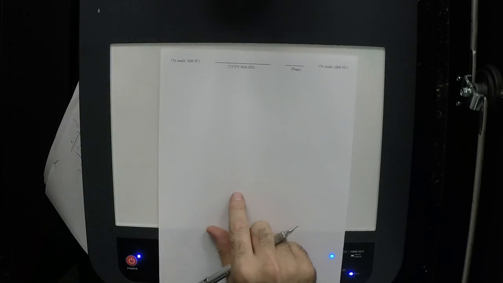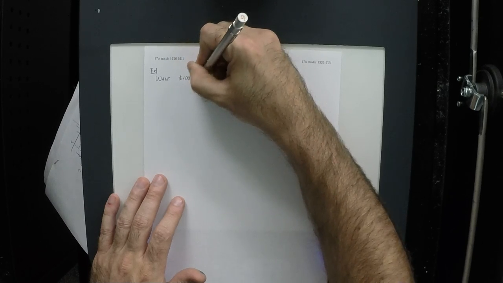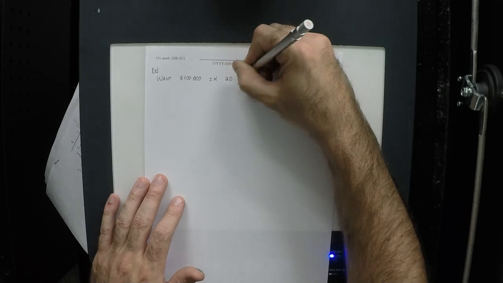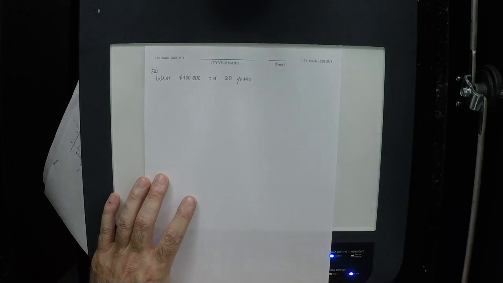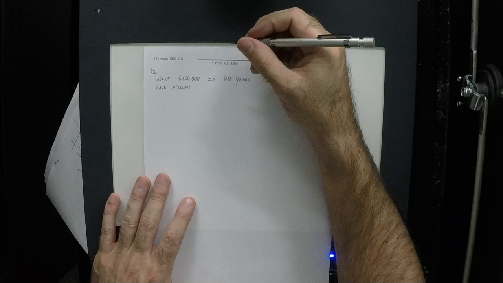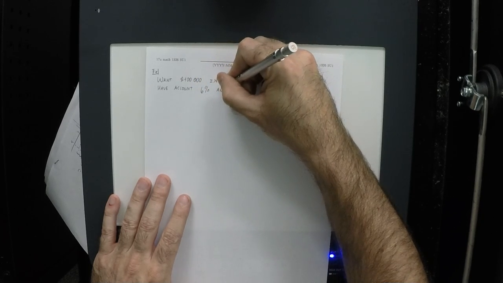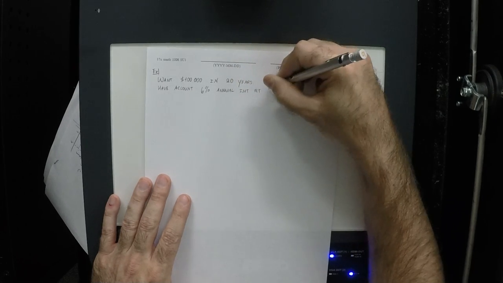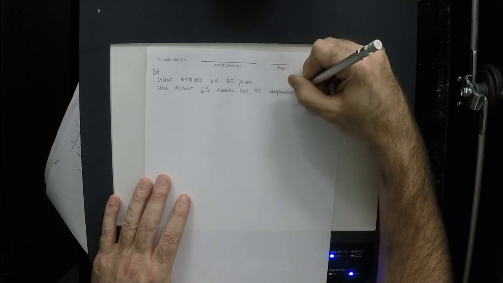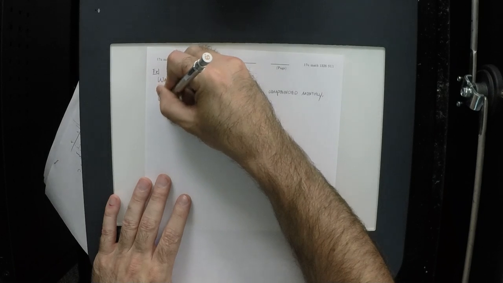So now let's ask the question differently. Suppose that you want to have $100,000 in 20 years. You have an account that has, I don't know, 6% annual interest compounded monthly. What monthly payment must you make?